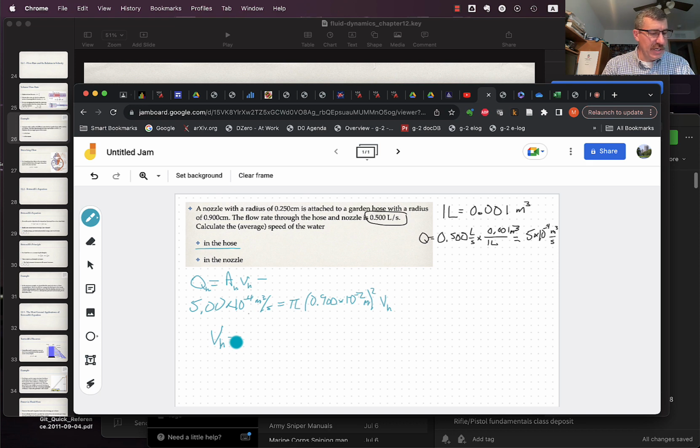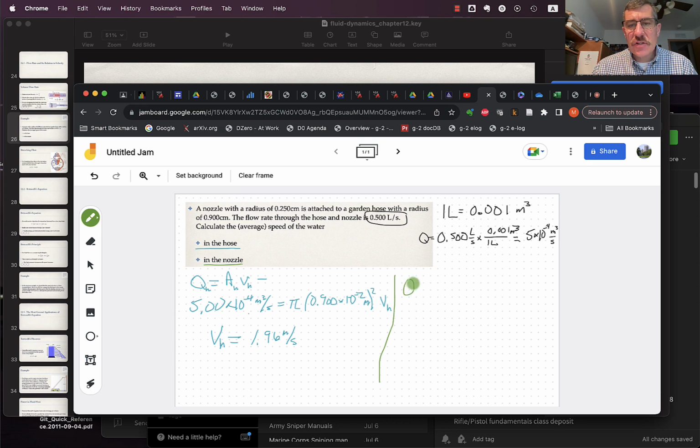So if I take 5 times 10 to the minus 4, divide by pi, and divide by 0.9 times 10 to the minus 2 squared, and I've got 3 sig figs it looks like, so 1.96 meters per second. Okay, so now we do the exact same thing in the nozzle.